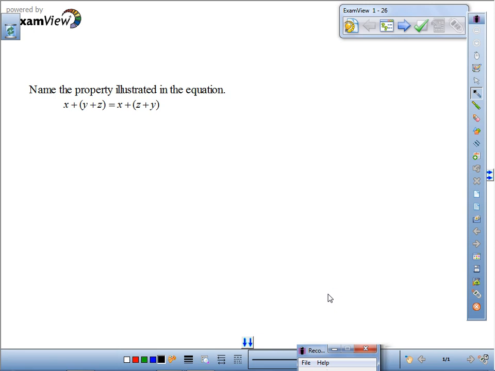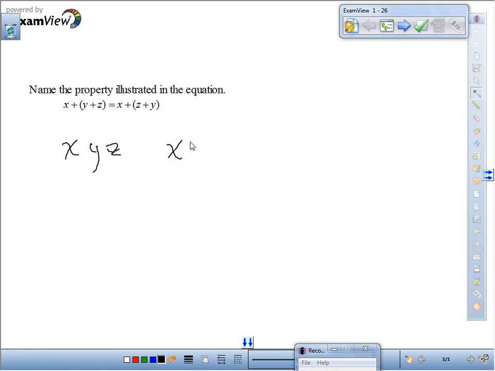Here we go. Number one: name the property illustrated in the equation x plus y plus z equals x plus z plus y. First things first, I ask you to write the order first, so you write x, y, z. Then you write whatever's on the other side the same, without the operations: x, z, and y. The question we usually ask is, are they in the same order or does the order change? It changes. If it changes, it starts with c. That means it's commutative.